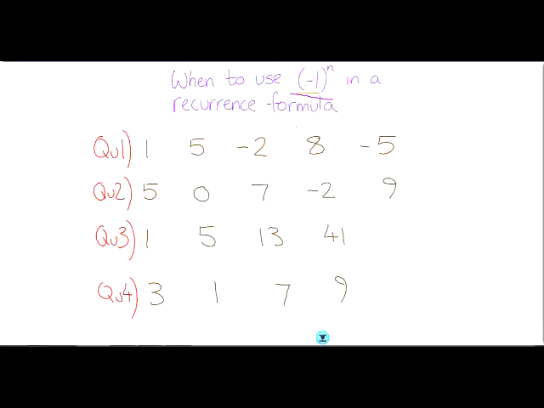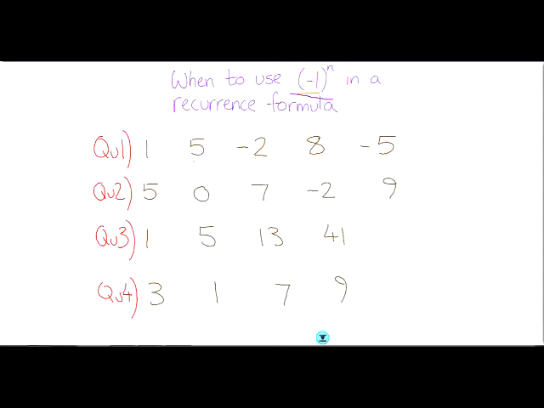I want you to pause this video and take a couple of minutes, see if you can work out the rule going between these terms. They're not that easy to see, so you're going to have to give it maybe 2 or 3 minutes to do, but it's going to really help you understand this video if you do it. Okay, I'm going to assume you've done that now.